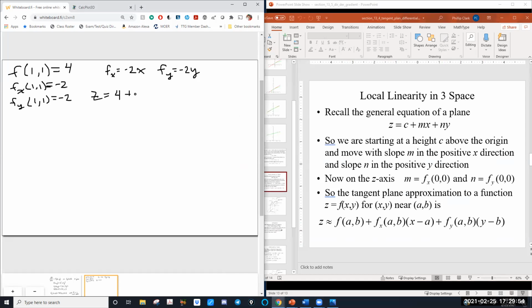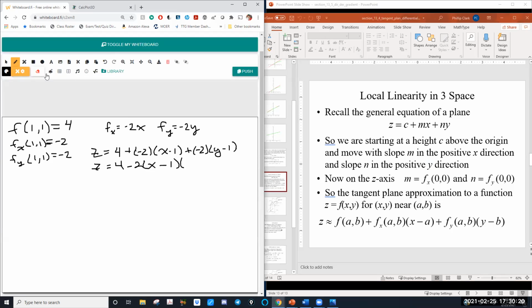So 4 plus a negative 2, well, we'll fix that in the next one, times (x minus a), so x minus 1, plus, once again, a negative 2 times (y minus 1). And just so we don't have to deal with those plus negatives, z equals 4 minus 2 times (x minus 1) plus negative 2 times (y minus 1).